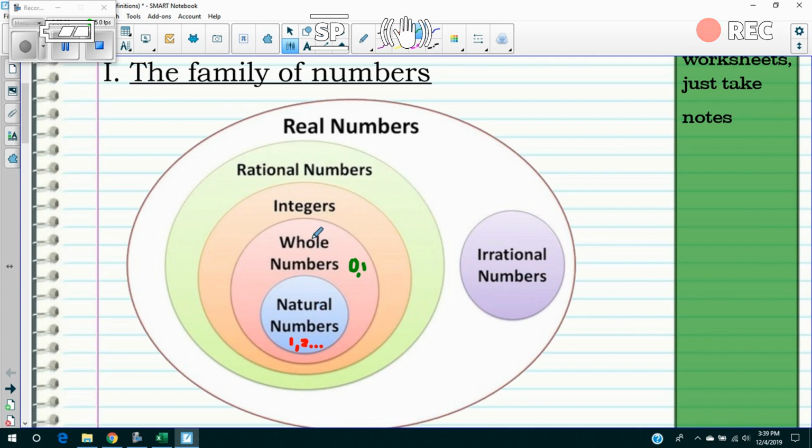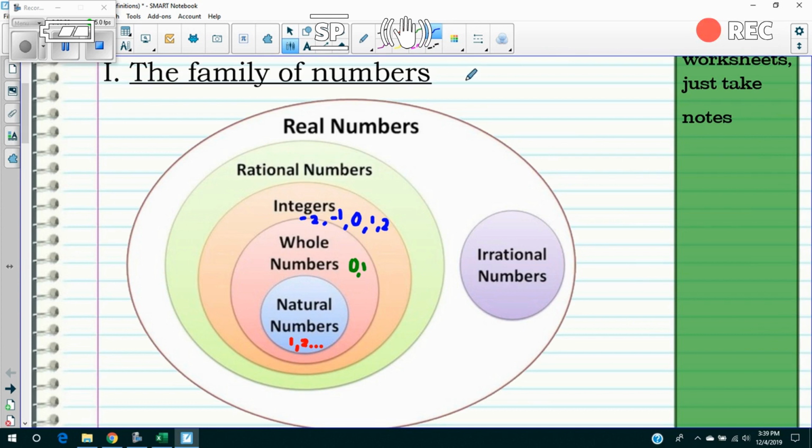There's no number that stands out like that. Okay, so moving on into a larger and larger family, now we have integers. What are integers? Well, integers are whole numbers, so they include 0 and all the whole numbers, but they also include positive and negative numbers. So now you've got -1 and -2. That's what integers are.